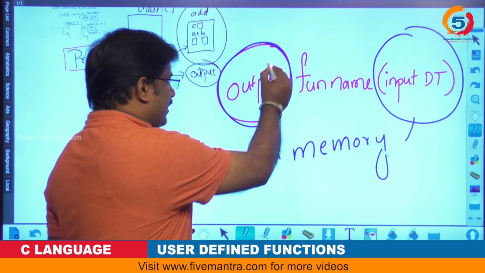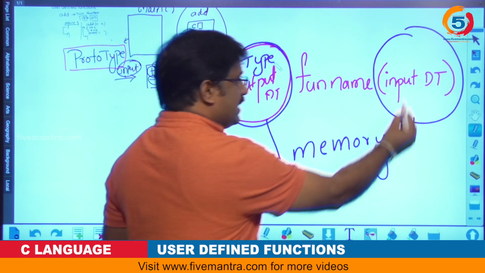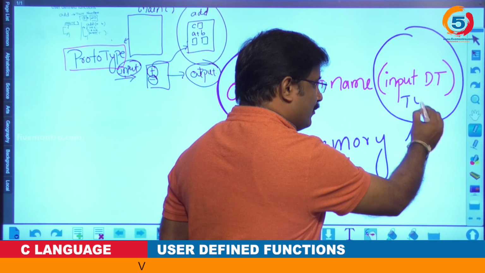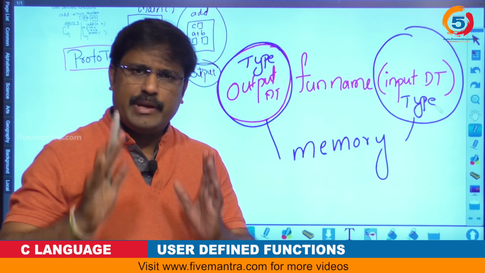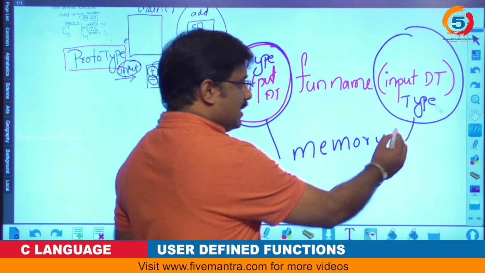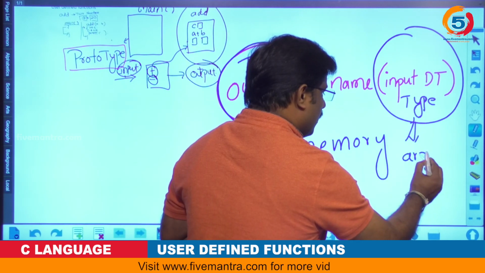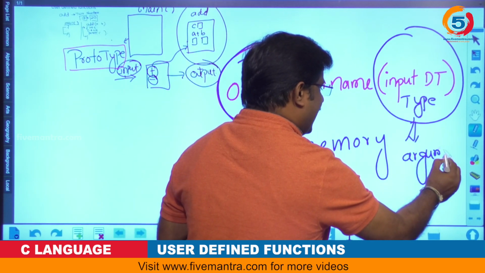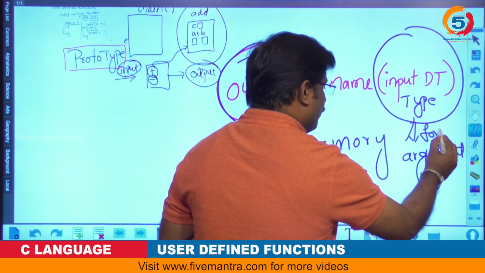Okay, now the type you have to provide here, and next the input data type you have to provide. It means how many inputs I can send. You can give more than one input, and this argument we call a formal argument.